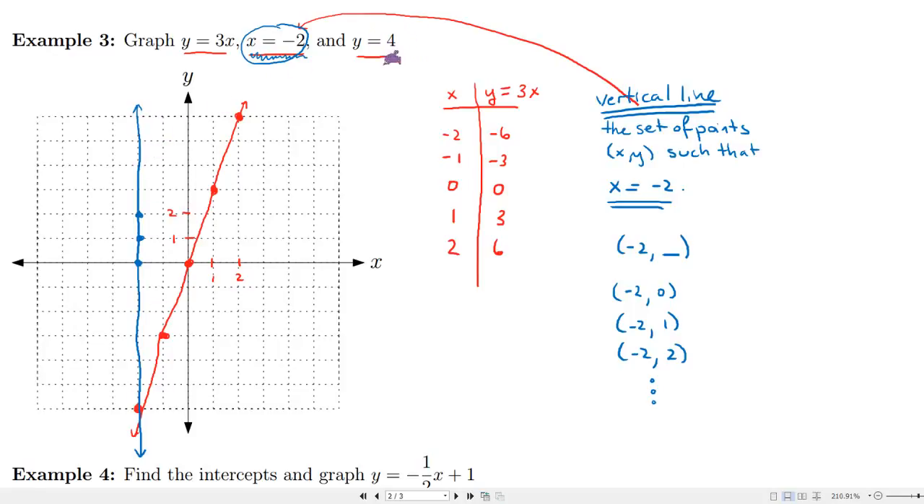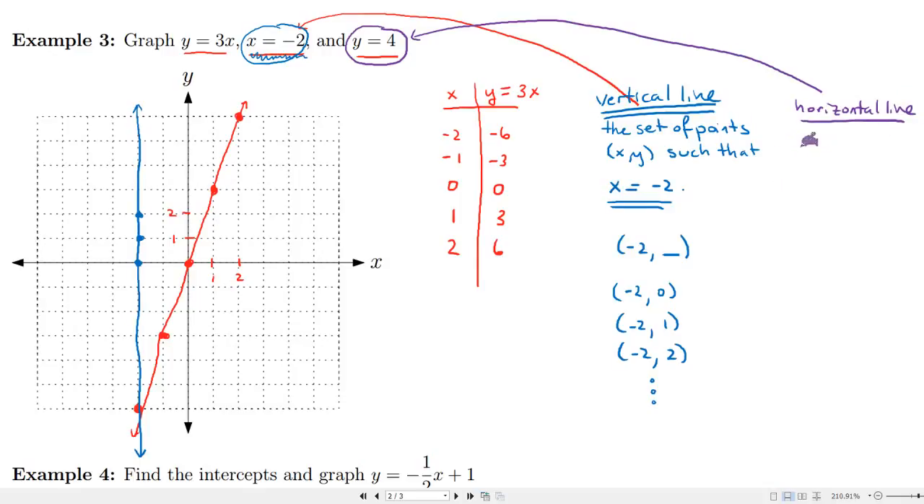Here we have y is equal to 4. So let me switch the color again. Maybe purple. Okay. So for this one, what's happening? Well, you can probably guess that you're actually going to get a horizontal line, because here the y value is fixed, but the x values are allowed to change. So this will be a horizontal line. But why is that?